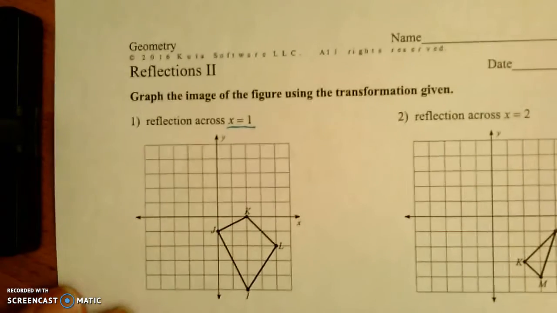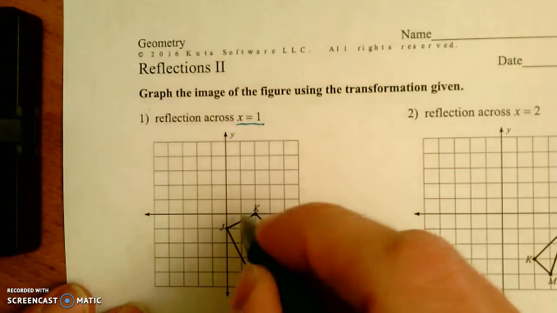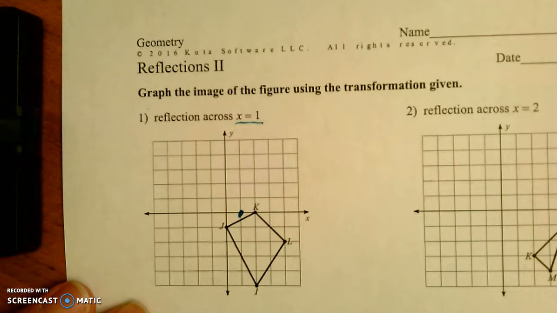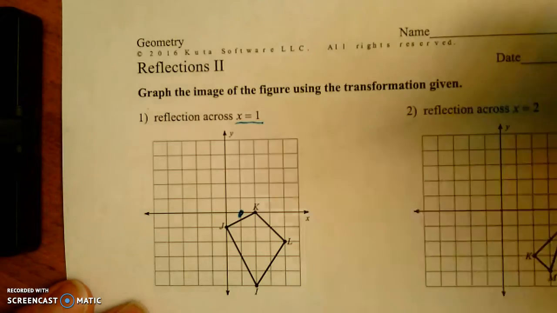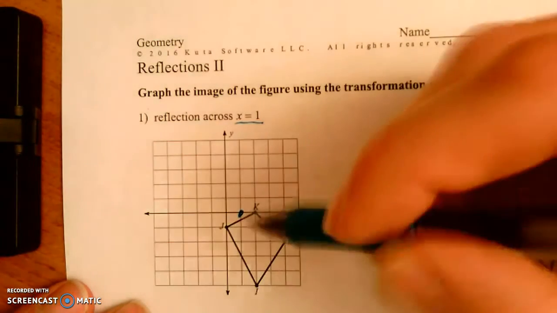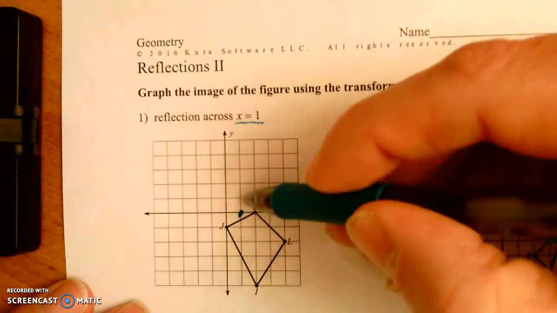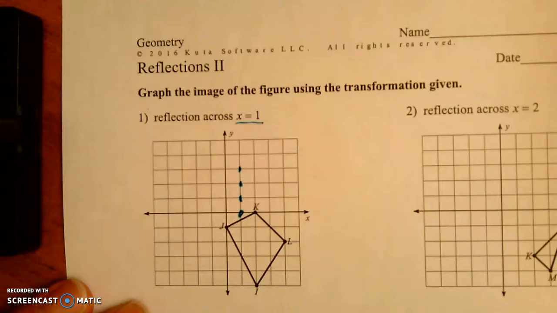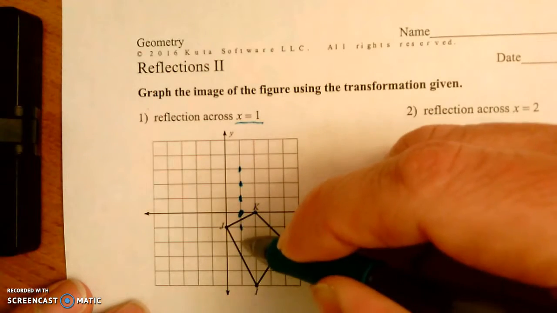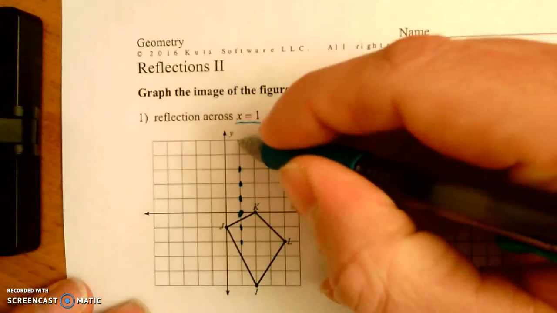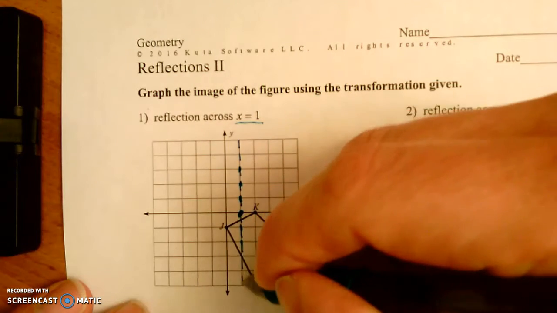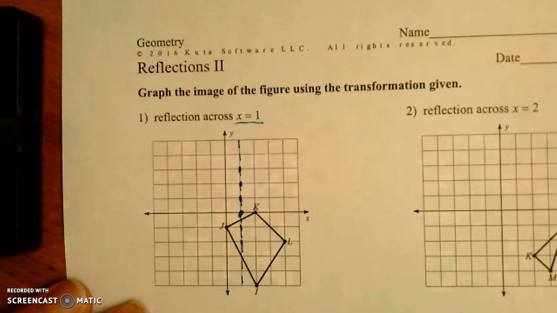Sometimes students see these and they think, x equals 1, oh, there's x equals 1. How do I reflect across a point? Okay, just remember this is a line, x equals 1. A couple ways of thinking about it. It's all the points that have an x coordinate of 1. So like (1, 0), (1, 1), (1, 2), (1, 3), and so on. You could go (1, -1), (1, -2), and all together they form this straight line.